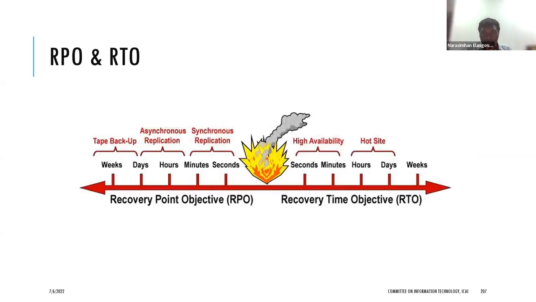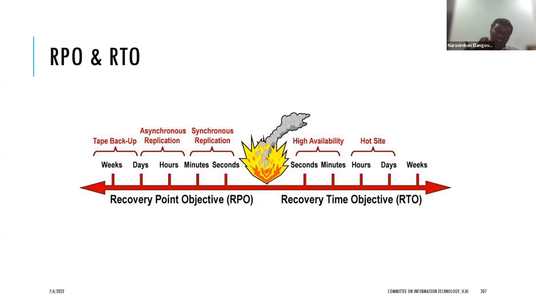An attack happens at, let's say, 8:30. Now, how much data is lost? That depends on when was the last time you took a backup. If you have taken the backup at 8 o'clock in the morning and an attack happens at 8 o'clock in the evening, 12 hours of data gone. But if you're taking a backup every 1 hour, then we are only referring to 30 minutes to 1 hour of data. If you take it every second, every millisecond, there is no data loss.